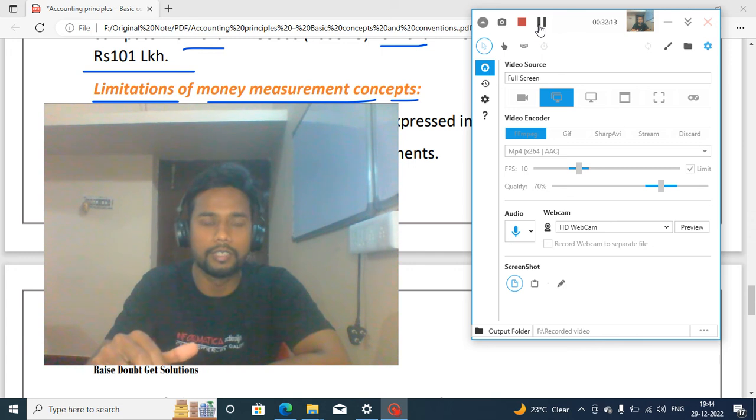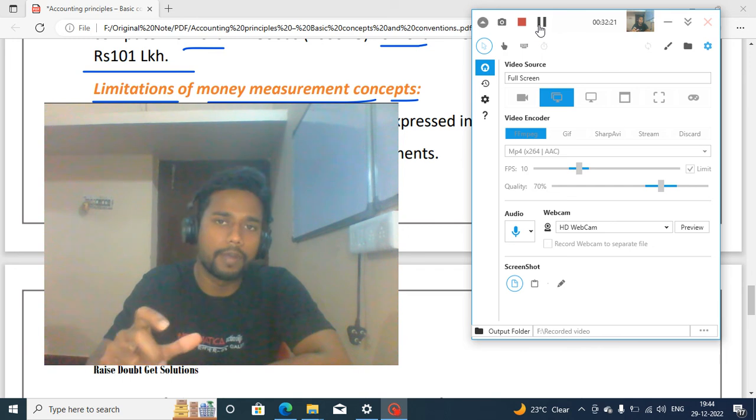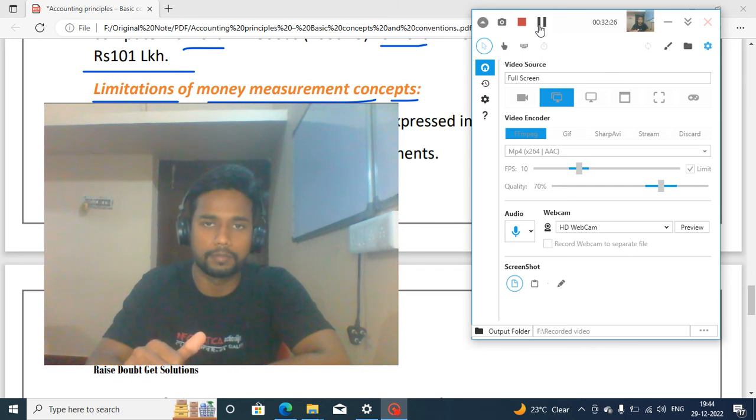When the general level of prices is decreasing, that is the case of deflation. In the case of deflation, the purchasing power of people is increasing and the value of money is increasing. And in this situation, money is not stable, not constant. Since money is not always stable, it is a drawback.